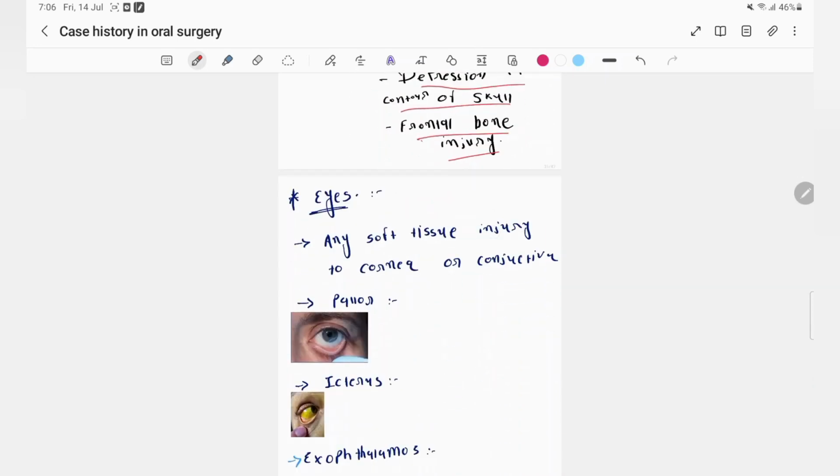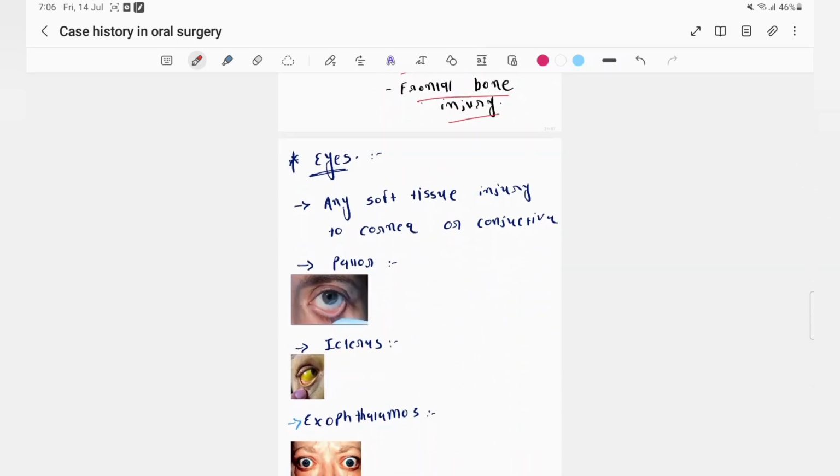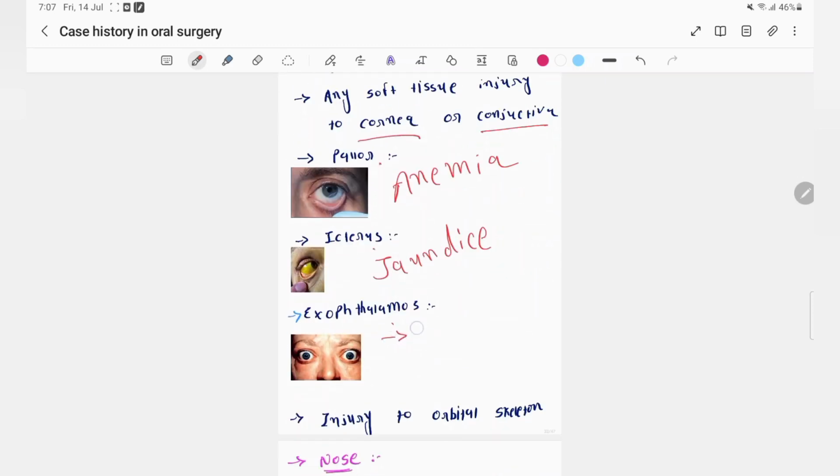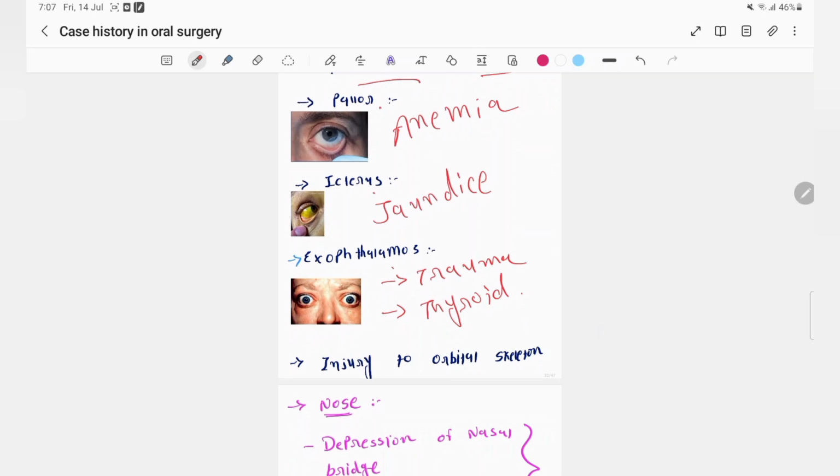Okay. Now moving to eyes. In eyes, you have to examine any soft tissue injury to the cornea or conjunctiva. And you have to inspect pallor, icterus and exophthalmos. If you find pallor in the eyes, the patient can have anemia. In icterus, you can find jaundice. Exophthalmos mostly occurs in trauma patients, but if it is not trauma, then it can be because of thyroid disorders. Okay. Other than this, you have to check injury to the orbital skeleton.